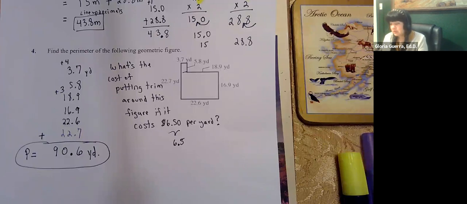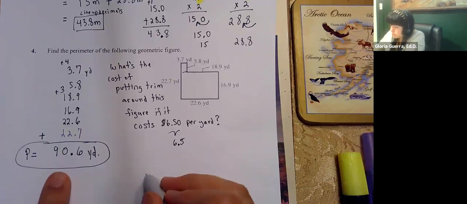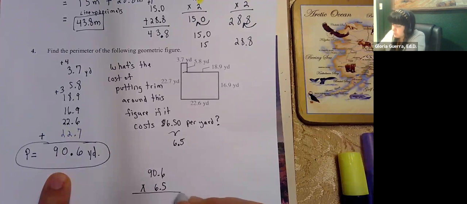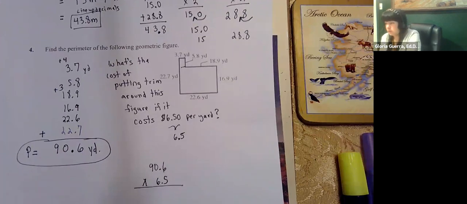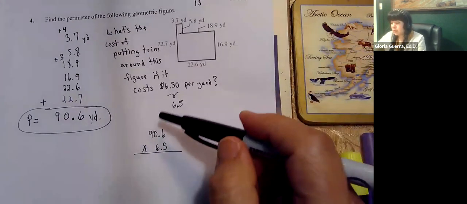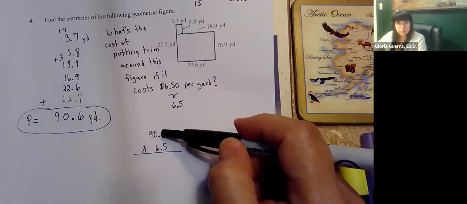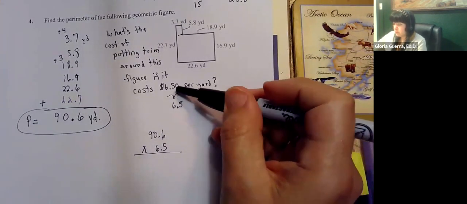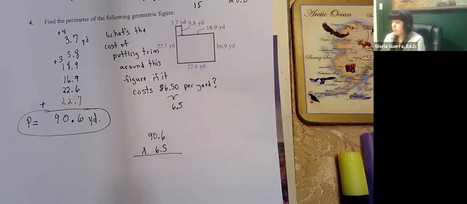And so when I set this up, I'm going to put the 90.6 at the top times 6.5. So notice how I'm not using 6.50, and that's okay. Now I cannot leave this 0 off. This 0 is in between those two numbers, so we cannot leave that 0 off. But we can leave this 0 off over here at the end. And money rounds to the nearest cent.